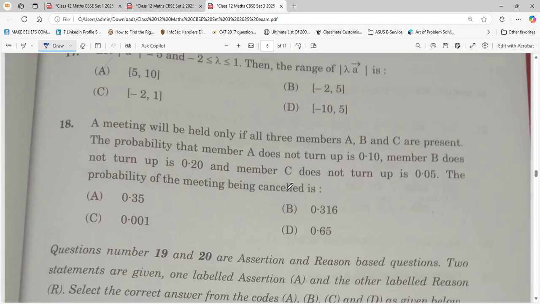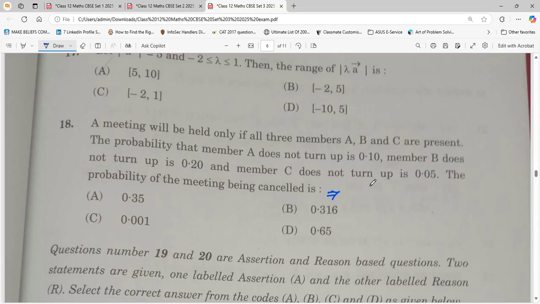Question 18, the probability of the meeting being cancelled. Okay. So a meeting will be held only if all 3 members A, B, and C are present, which means even if one person is not present, even if A or B or C is not present, the meeting will be cancelled. So the meeting is held if and only if all 3 are present. The probability that member A does not turn up is 0.10. The probability that member B does not turn up is 0.2. C does not turn up is 0.05.